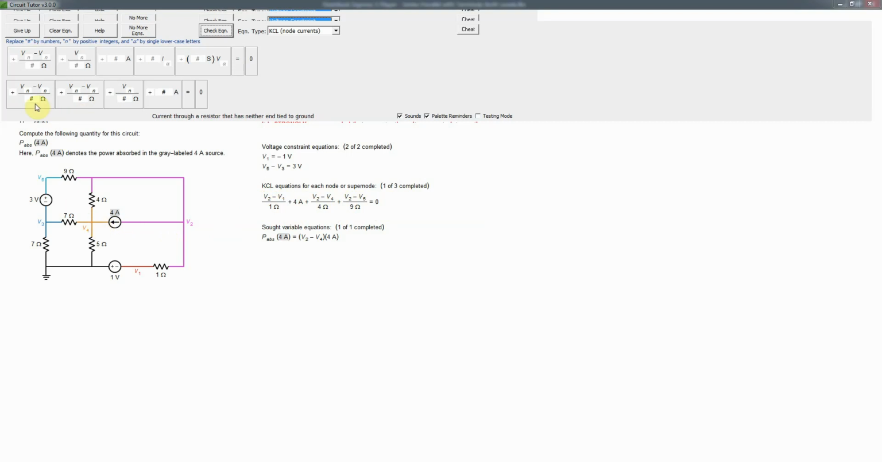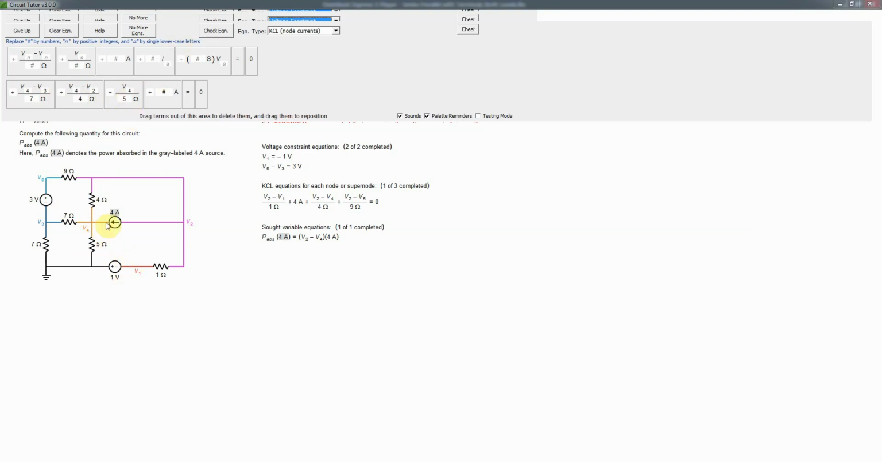Okay, so here this is V4. So it's going to be V4 minus V3 divided by 7 ohms. And then the current up here is going to be V4 minus V2, which is the voltage on the other end, divided by the 4 ohms here. And then the current going down to the 5 ohm is just going to be V4 minus 0, or just V4, divided by the 5 ohms. Again, using the passive sign convention as always for currents through resistors, if possible.